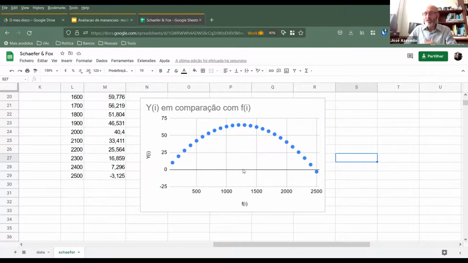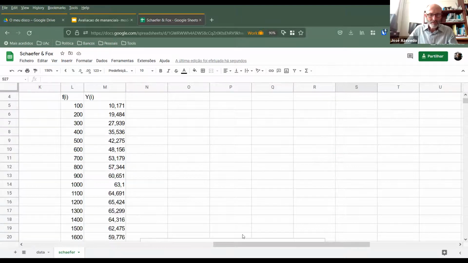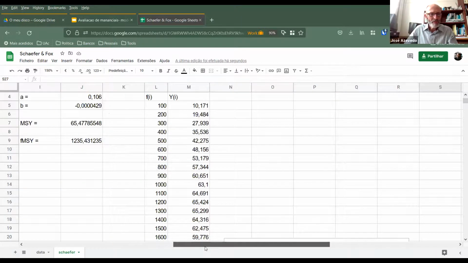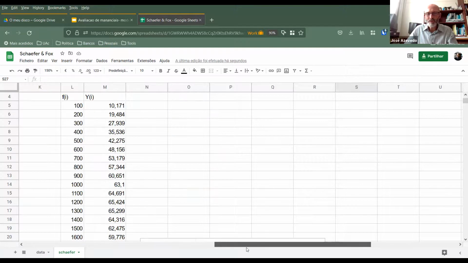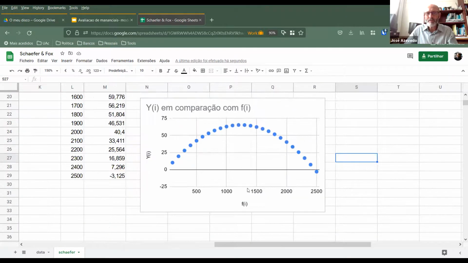Using this model, you can say, well, if you don't use 1200 boats, if you use 1000 boats, then you'll get a smaller catch, presumably, if this model is working. And if you double the fishing effort, from 1000 boats to 2000 boats, you will in fact decrease the captures. So it's not profitable. That's how this model is supposed to work.